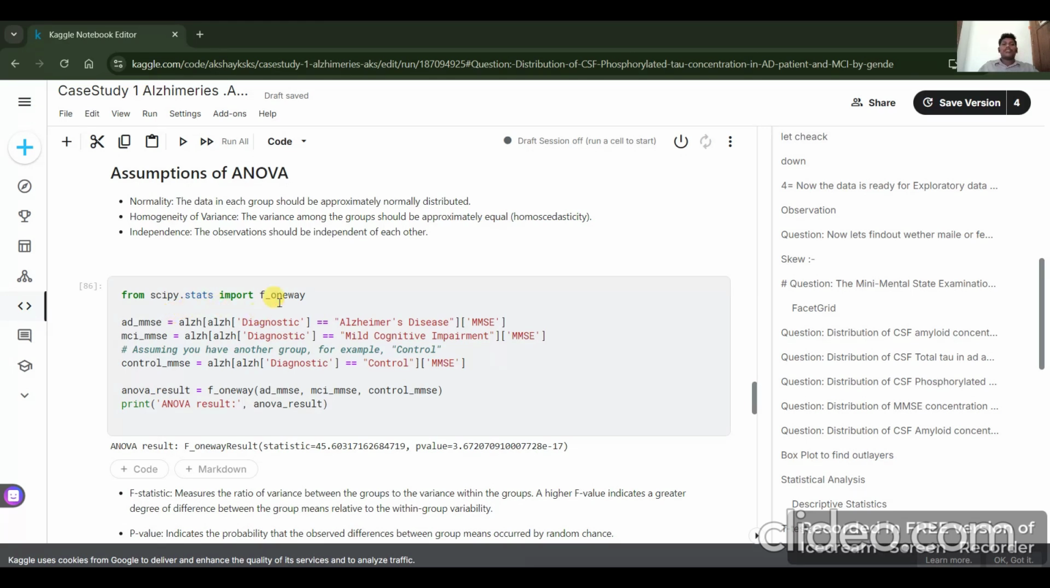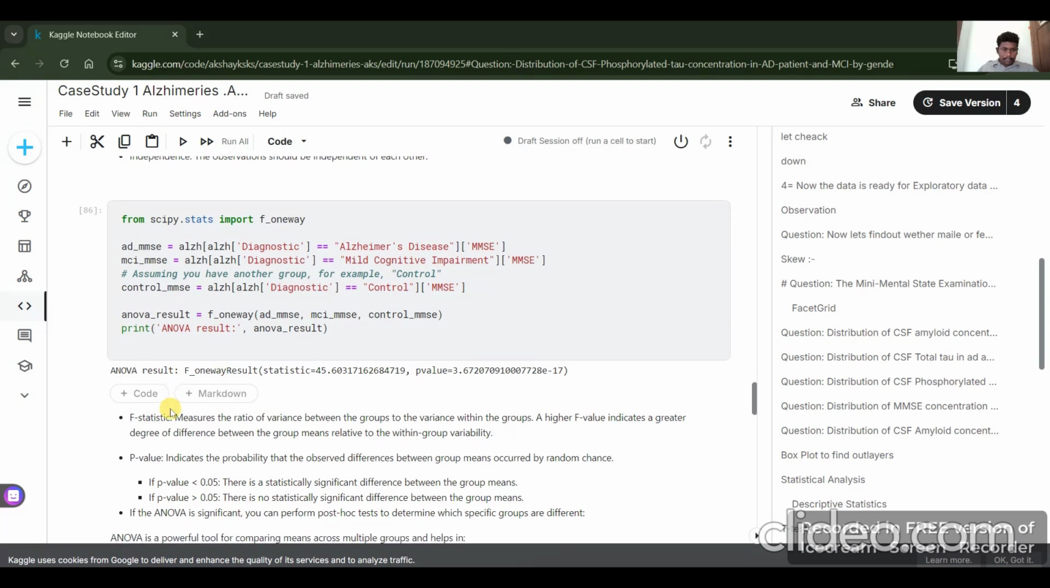From scipy.stats import f_oneway. With one-way ANOVA we can compare the MMSE scores across the diagnosis groups: Alzheimer's disease, MCI, and control. We check assuming the Alzheimer's and MCI group diagnosis against control. The ANOVA result is printed after we have the result.